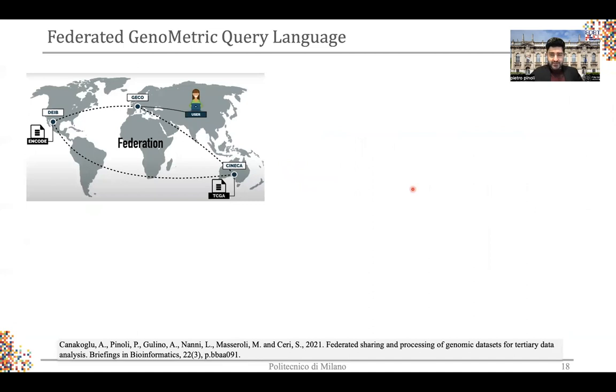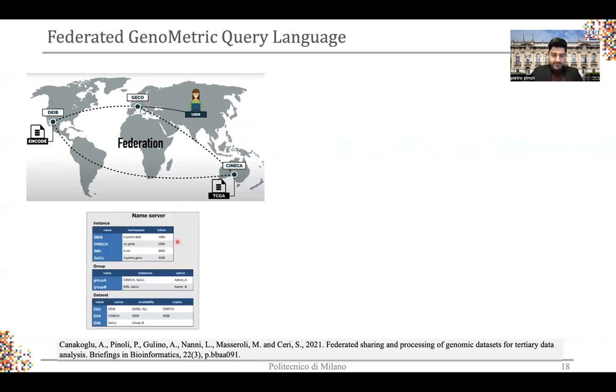The second application is a federated GMQL. Suppose that we have several instances of the GMQL system, each one with its own repository, that are connected together. We design a name node that stores the list of the instances, the groups of instances, where instances in the same group share the same data, so can share the data between themselves. And finally, the list of all the data with the location where the dataset can be found.